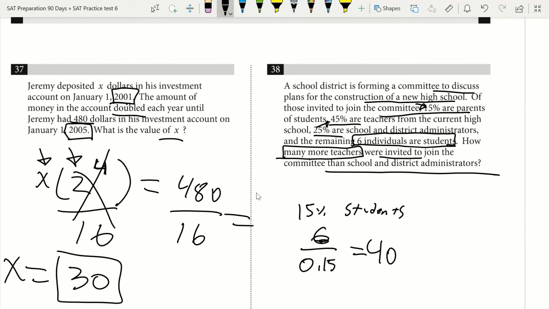Now I find the difference between the percentage of teachers and school district administrators. That's going to be 45% minus 25%, which leaves me with 20%. So then I take that 40, multiply it by 0.2 to find that difference. I do that, and that's going to give me 8. So there were 8 more teachers than school district administrators. That one is not too difficult.